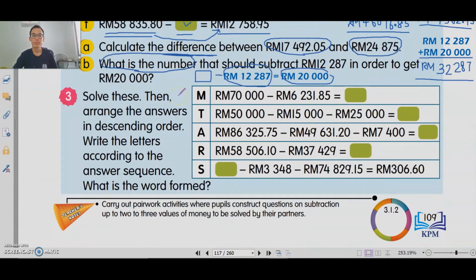Okay, question 3, we have to solve every question and arrange the answers in descending order. Descending order means the value going down, numbers getting smaller and smaller. Then we write the letters according to the answer sequence.